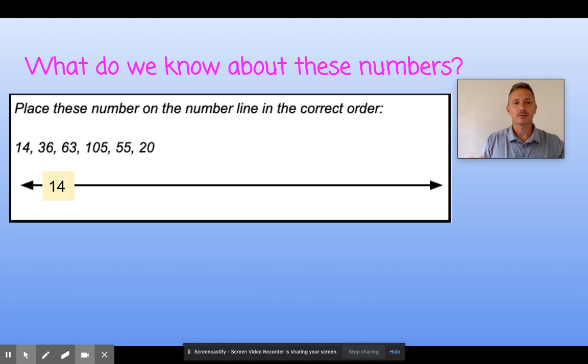And then you can write in 14, because we know that number is probably going to come first, right? And then we have 105 because that number is the largest number, okay? And then you can go ahead and work on the rest of those. Continue when you're ready.